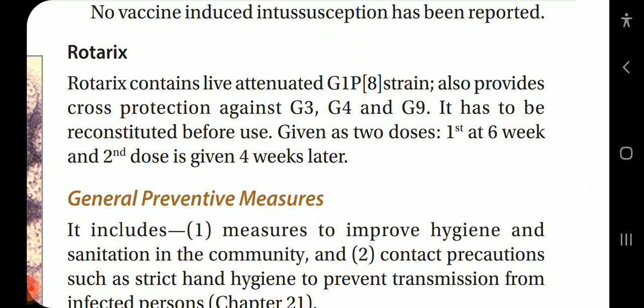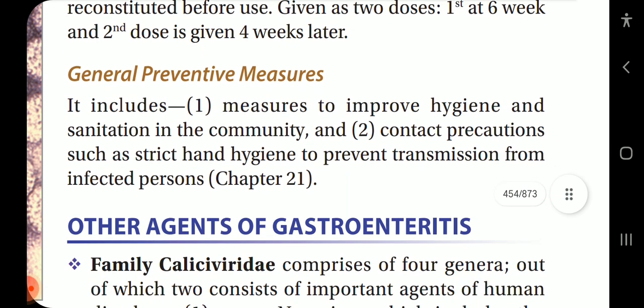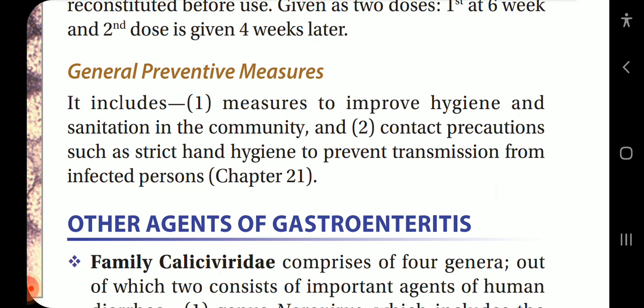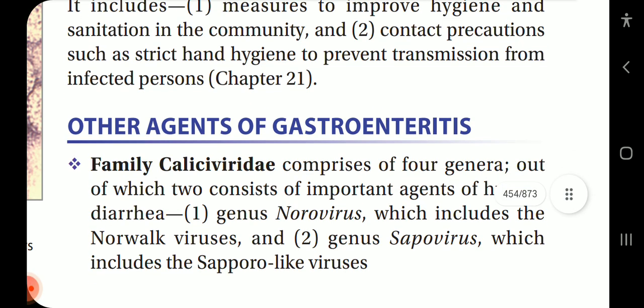Rotarix. Rotarix contains live attenuated G1P8 strain. It also provides cross protection against G3, G4 and G9. It has to be reconstituted before use, given as 2 doses, the first at 6 weeks and the second dose 4 weeks later. General preventive measures include measures to improve hygiene and sanitation in the community and contact precautions such as strict hand hygiene to prevent transmission from infected persons.